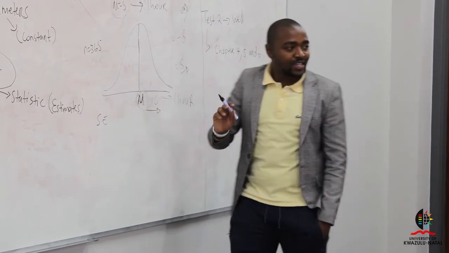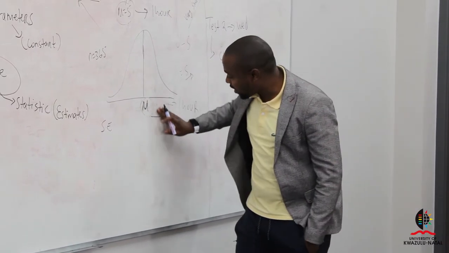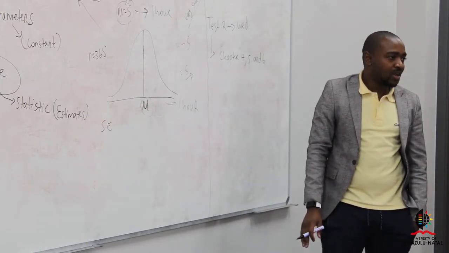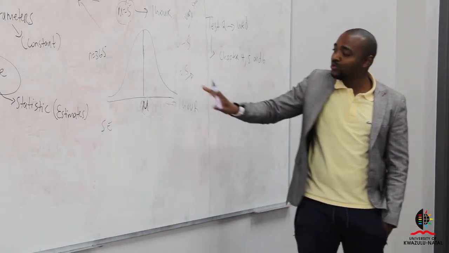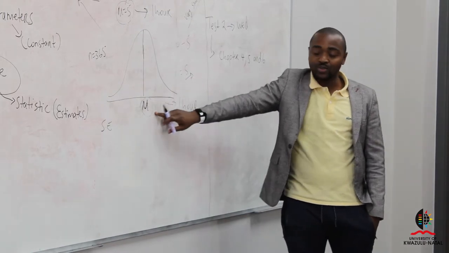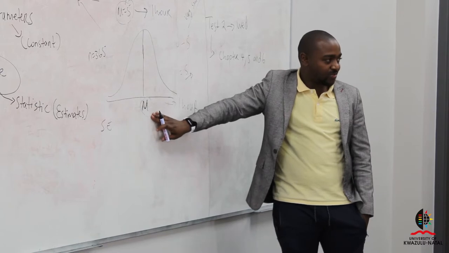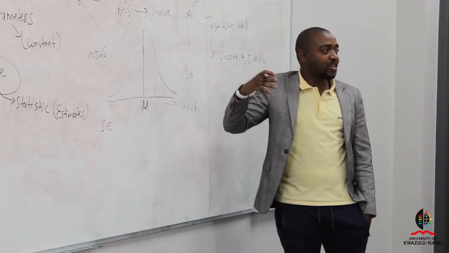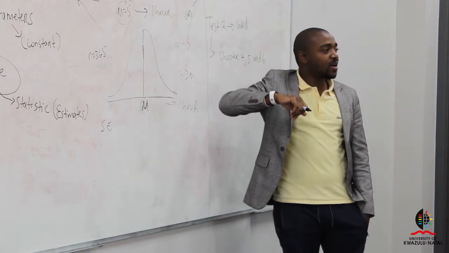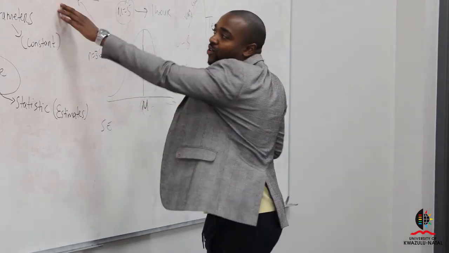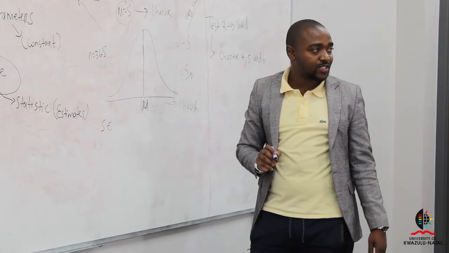Okay, but let's say you don't know this value. Now, how sure are you? It was easier in this case because you knew this value. But now let's say you don't know this value. How sure are you that you're close to the parameter from your statistic? Then you talk of confidence intervals.